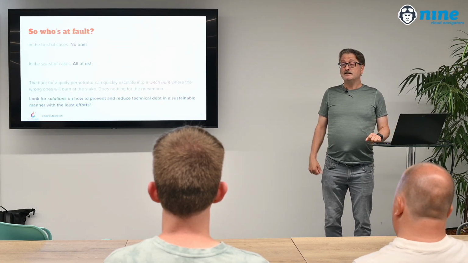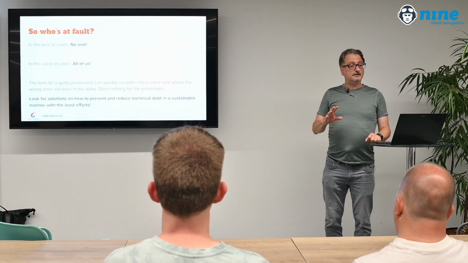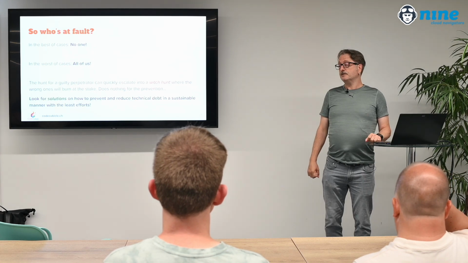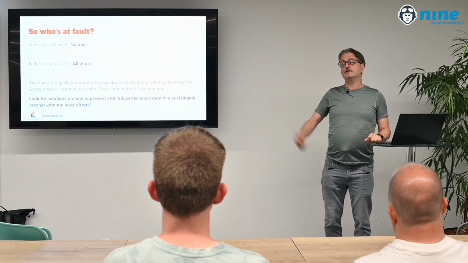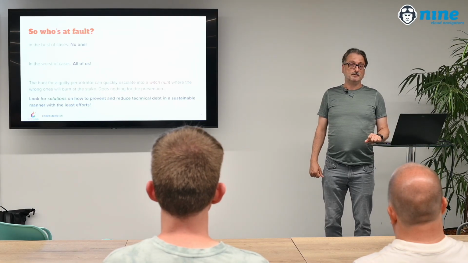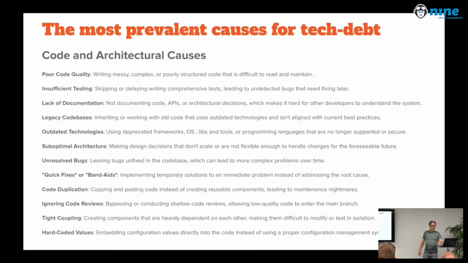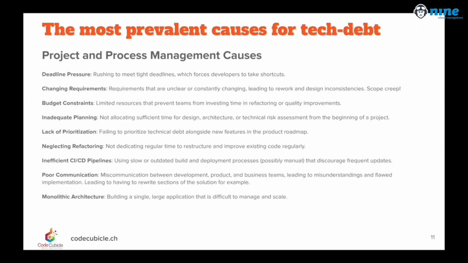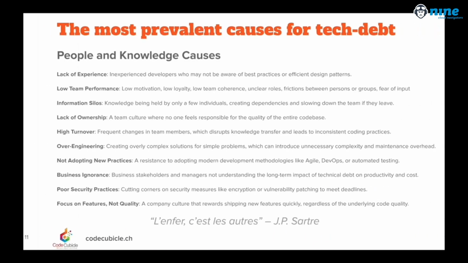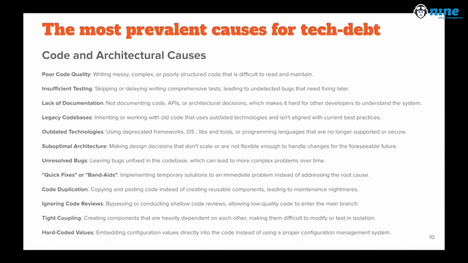Not at all. The solution to the problem at hand and a way to learn how to avoid it the next time is what we really want to do. So the learnings are important because we should not be repeating our mistakes so many times, if possible. There are 3 areas, I will go through it very quickly here: code and architectural causes, project process management causes, and people and knowledge causes. Those 3 areas can cause a technical debt in the end.